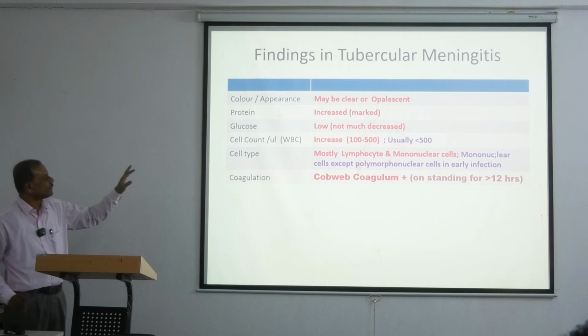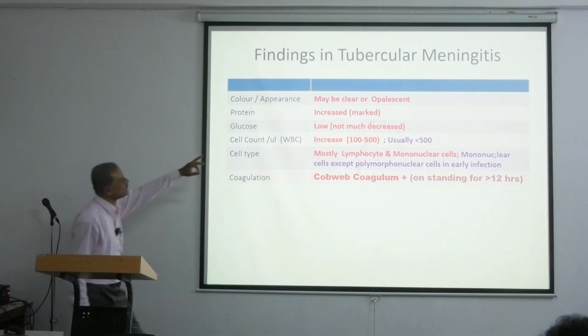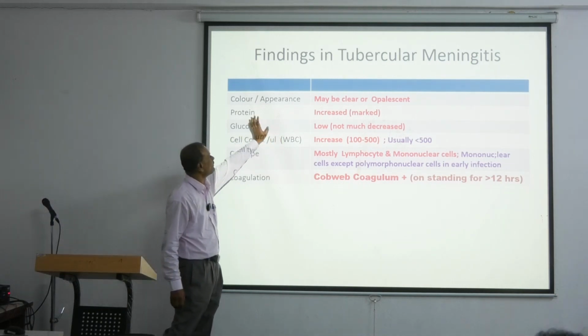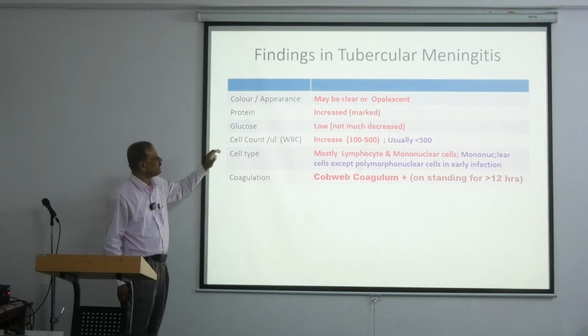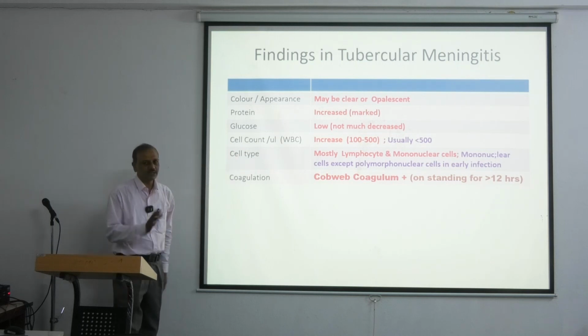So what is the appearance? CSF will be clear, and there is a marked protein increase. There is a severe increase in the inflammation. Cell count will usually be less than 500.